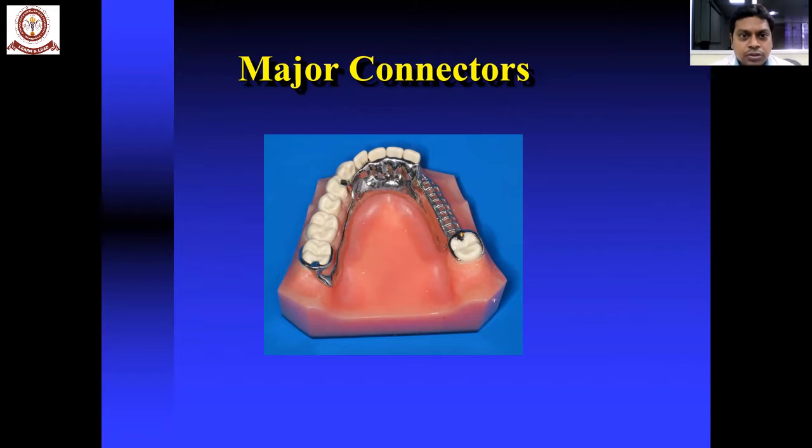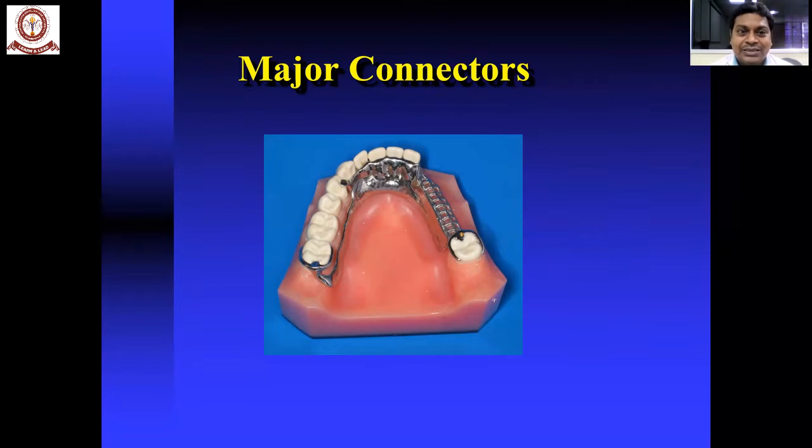Good morning. Today's topic is major connectors. Before going to major connectors, I'll tell you all the parts of an RPD. We have a major connector, minor connector, denture base, denture teeth, direct retainer, and indirect retainer. So now we are going to talk about major connectors.